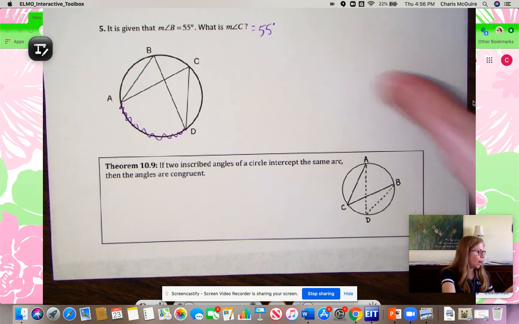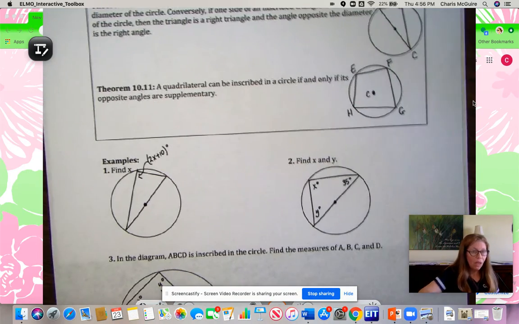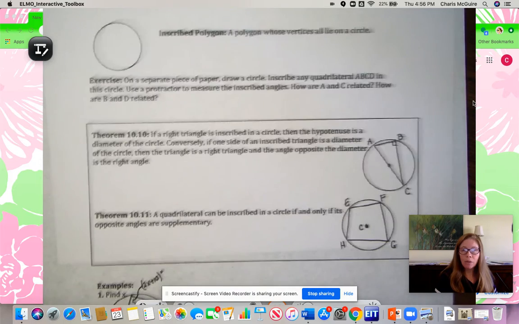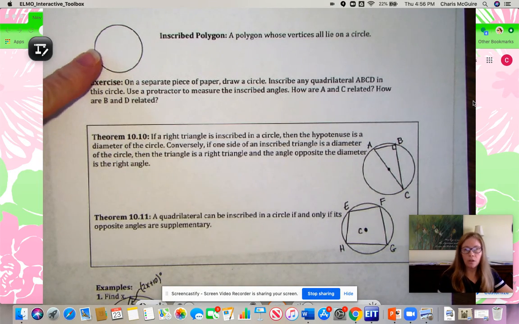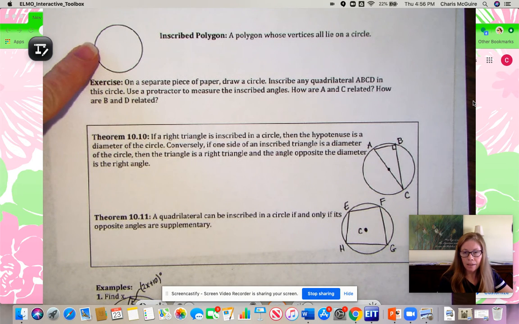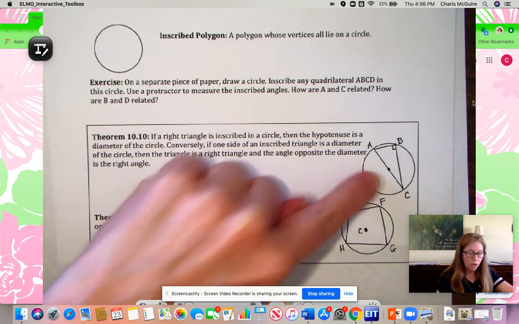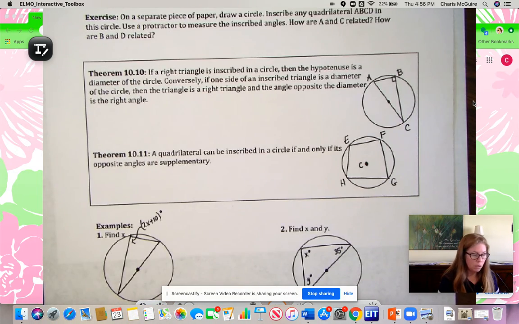All right, last topic, last page of our notes is we're going to look at some inscribed polygons. And normally, if we were in class together, we would go ahead and create a quadrilateral inside this circle. And being an inscribed shape, look at these theorems that we have down here. You've got your right triangle. You're going to see this pretty often because there's a relationship.